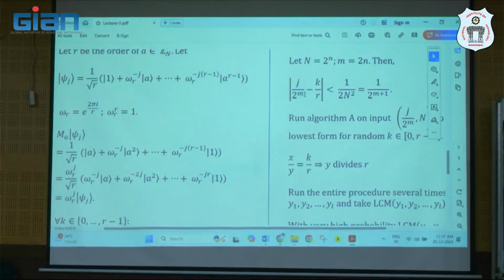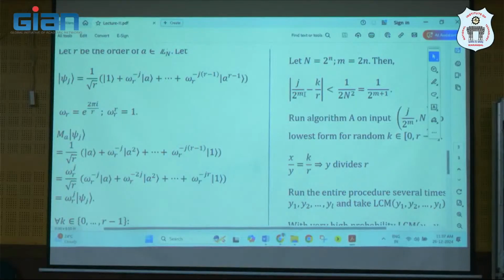Then omega r to the minus 2j ket a square, all the way up to a to the r minus 1. You see this? What is happening is that you have omega r to the minus j multiplied by the exponent 1, 2, 3, up to r minus 1. The exponent of a here is 1, here it is r minus 1, and the same exponent is used in the phase. Clear? Yes or no?